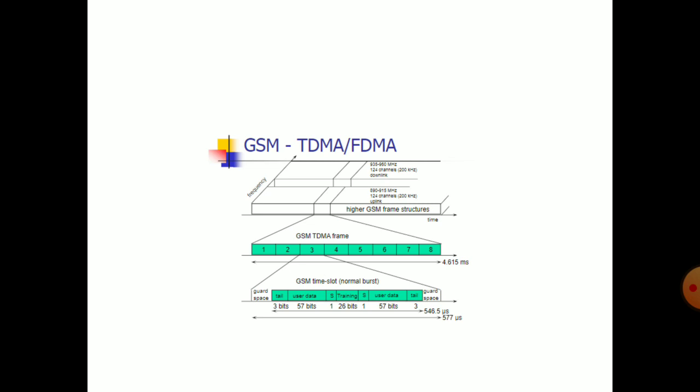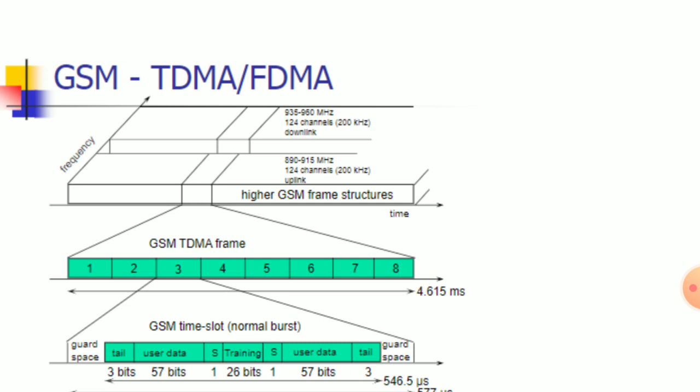Okay, a group of bursts is called one frame. It consists of the GSM TDMA frame, and the GSM time slots are also available. Here is the frequency; the higher GSM frame frequency is also there. The above one is the downlink, and the lower one is the uplink. I already explained how many channels are allocated in the downlink: 124 channels. In the uplink, 124 channels are provided.